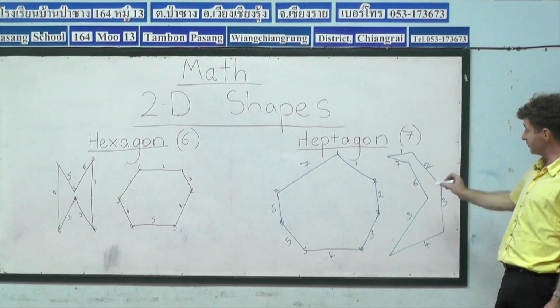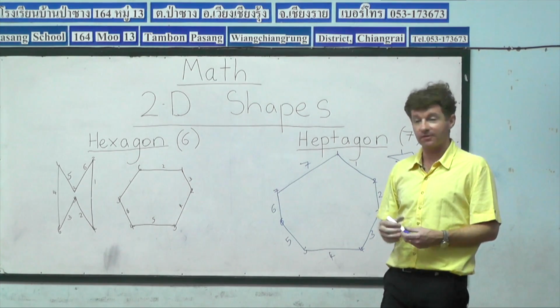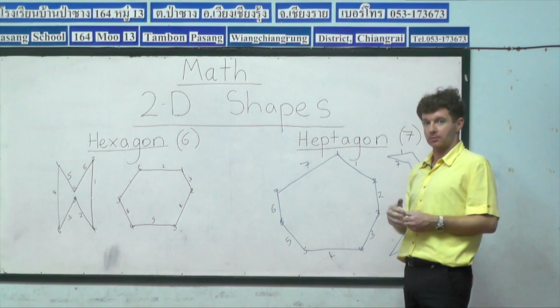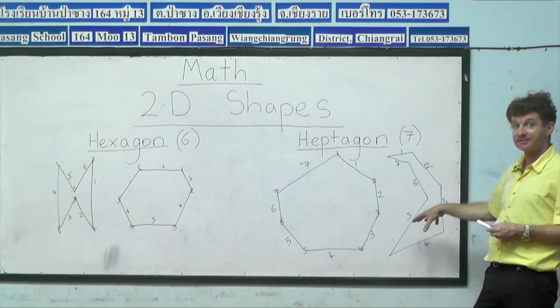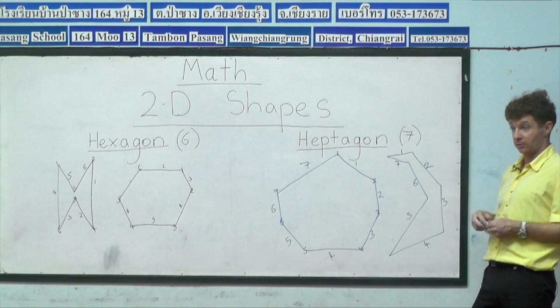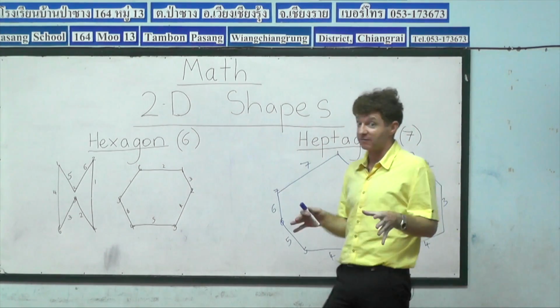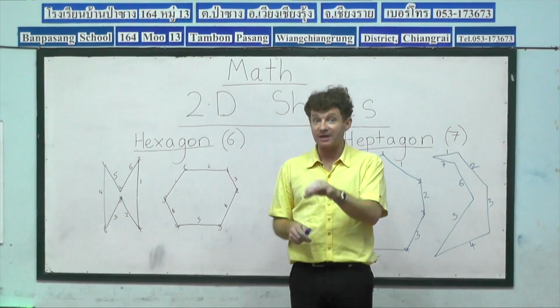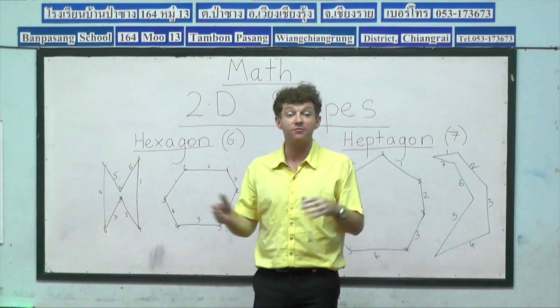Yes. Even though the 2 shapes look completely different, they are both heptagons because they all have 7 sides and 7 corners. Okay, guys? So remember, our shapes can look different, but we need to count the sides and corners to see what they really are. So well done.